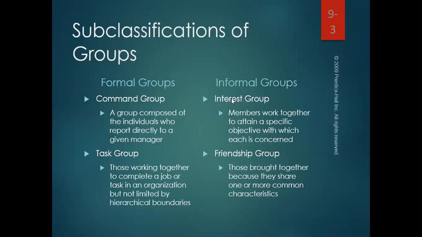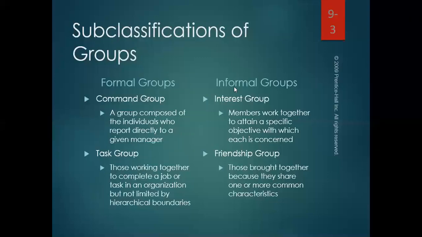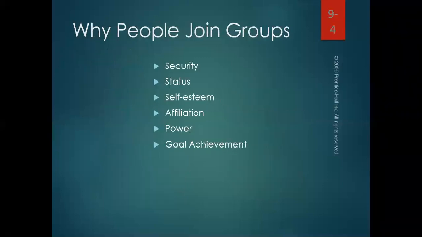Further moving on, why people join groups. There are so many reasons why people join groups: security, status, self-esteem, affiliation, power, goal achievement. These are the reasons that people join groups in the organization.